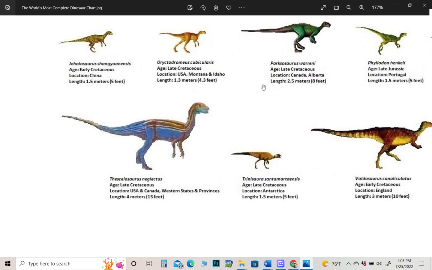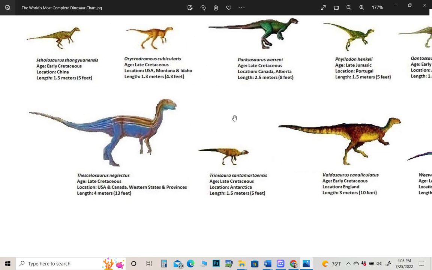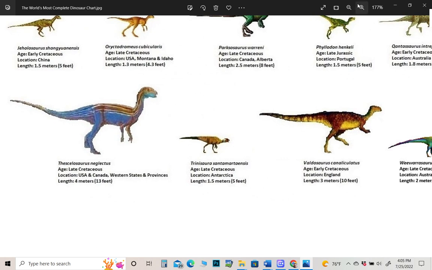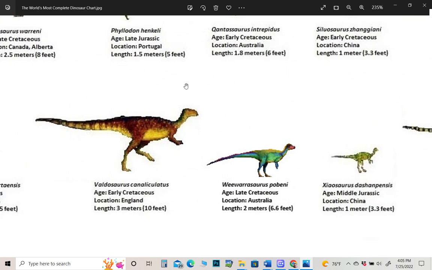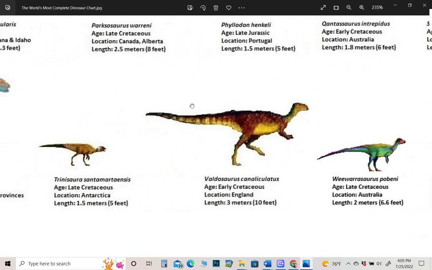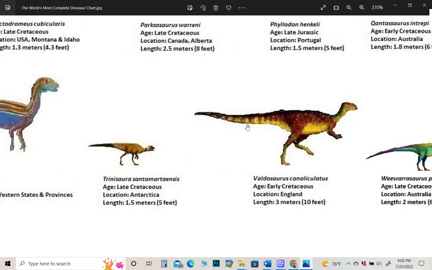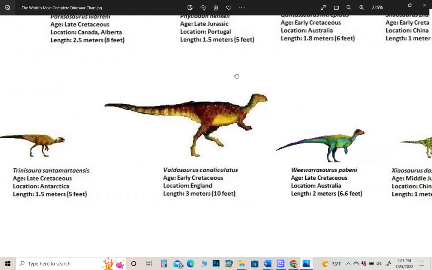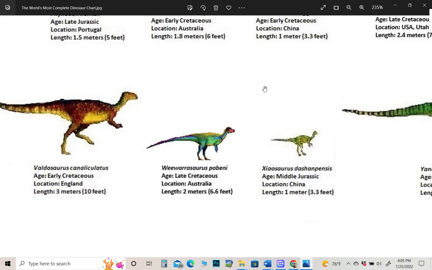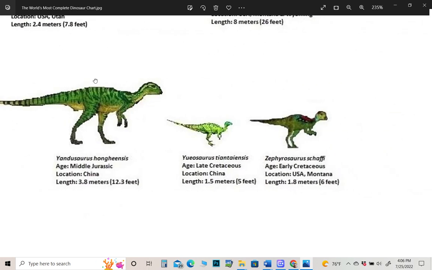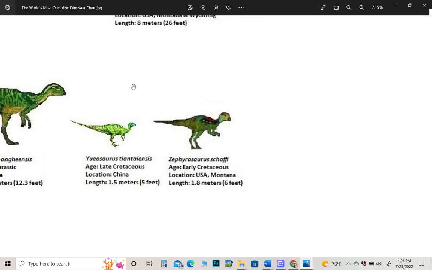The Parksosaurs were the Thescelosaurs. The Thescelosaurs belong to the Parksosaurus family. So, Thescelosaurus, this was one of the dinosaurs in the Hell Creek Formation, living in the Maastrichtian right up to the end of the dinosaurs. So, Trinisaura, Voldosaurus. Oh, by the way, Trinisaura was one of the Antarctic dinosaurs, which is one of the cool things about it. Voldosaurus, Wewarosaurus, Zeosaurus, Yandusaurus, Euosaurus, and Zephyrosaurus.